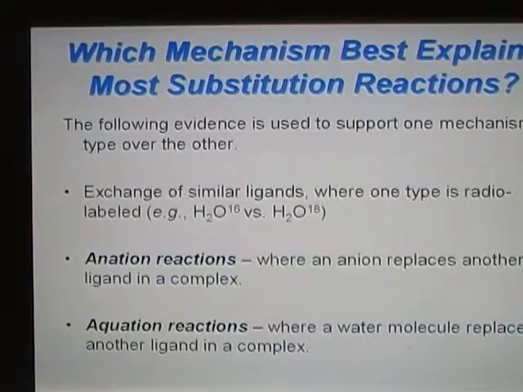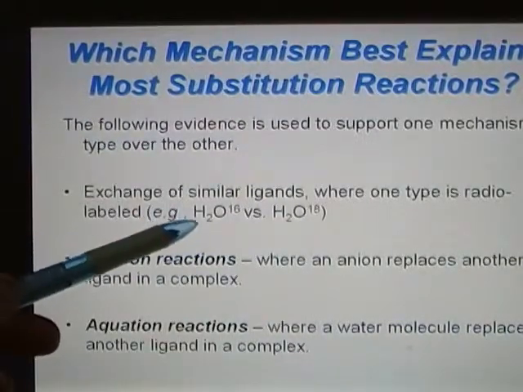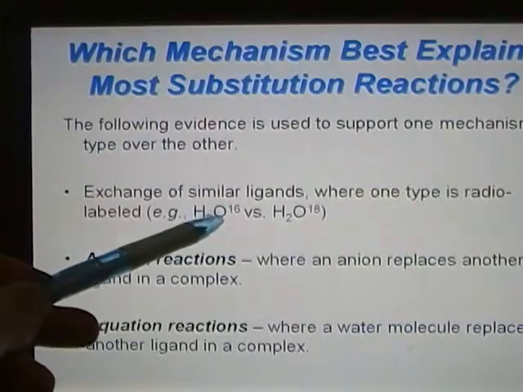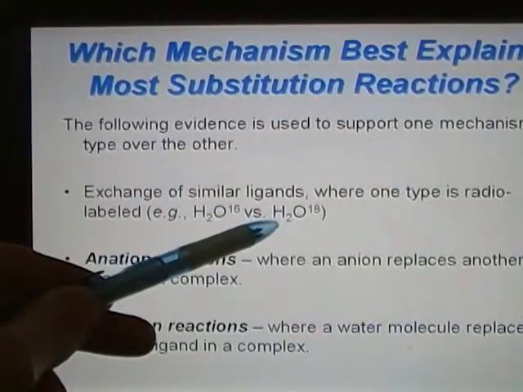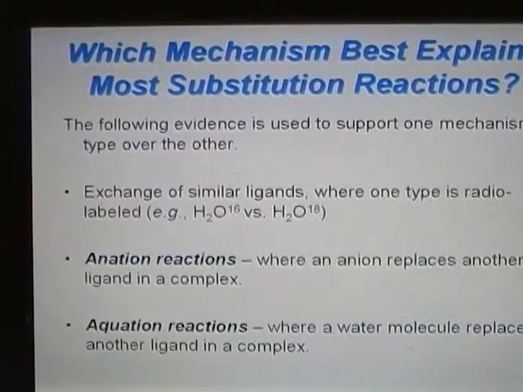So, we need to determine which mechanism best explains substitution reactions. The following evidence can be used to support one mechanism type over the other. The first experiment that we will look at is the exchange of similar ligands, where one type has a different isotope of a certain atom. For example, we could look at the exchange of water with oxygen-16 with water that has an oxygen-18 on it.